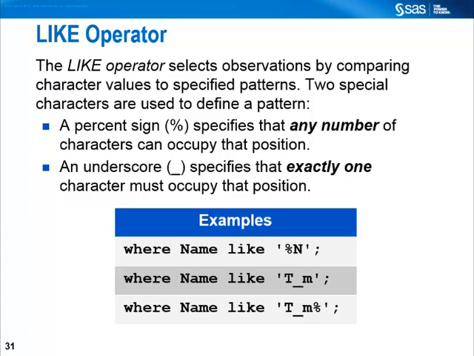Like operator. It selects observations by comparing the character values to a specified pattern. Two special characters are used to define a pattern. A percentage sign specifies that any number of characters can occupy that position. An underscore specifies that exactly one character must occupy that position. So here, where name like percentage N, any variable or string that has the last letter as capital N would be the answer to this where expression.